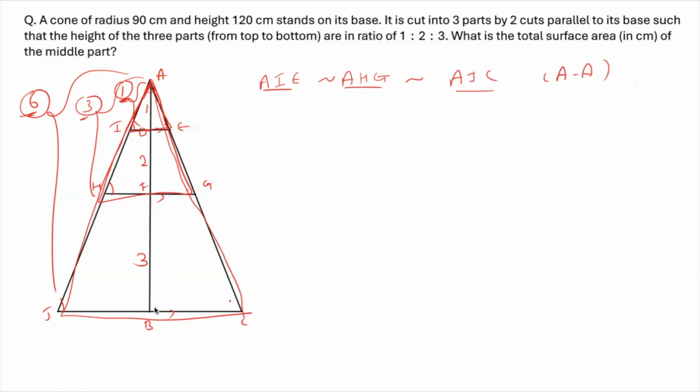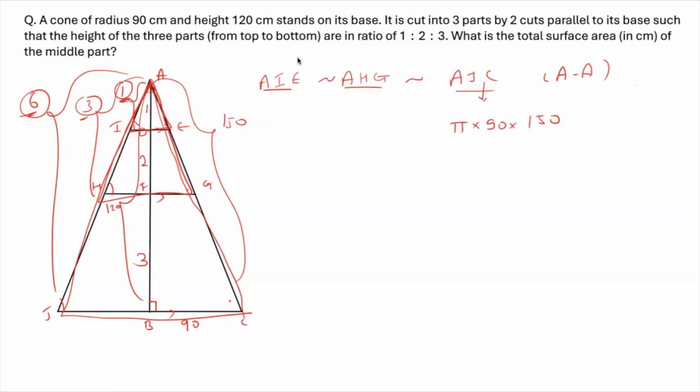Okay. Now, again, this angle is 90 degrees. BC is the big radius, 90. And AB, the entire height, is 120. This entire thing is 120. So we have already seen by Pythagorean triplets, AC would be 150. From this, we can find the curved surface area for the big cone, pi RL, pi into 90 into 150.